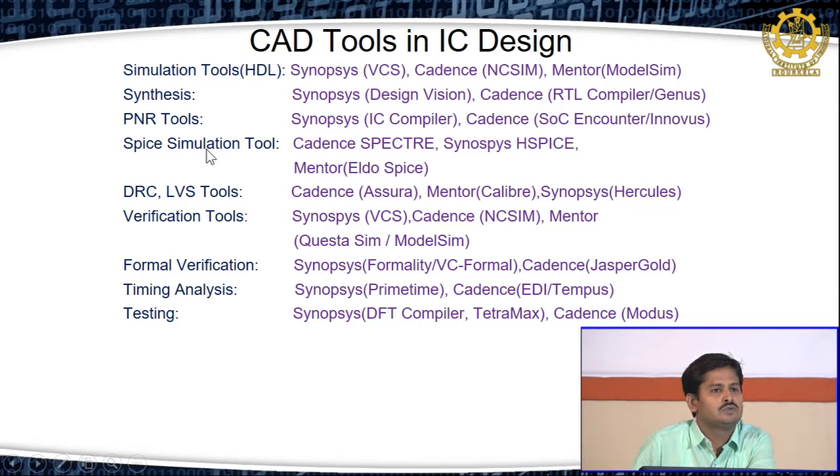Then for SPICE simulation, I told you that you have to write the transistor level netlist in SPICE code. That has to be simulated again at transistor level. In that, Cadence uses Spectre SPICE, Synopsys uses HSPICE, and Mentor uses Eldo SPICE. For design rule checking and LVS, Cadence has an option called Assura, Mentor has Calibre, and Synopsys has Hercules.